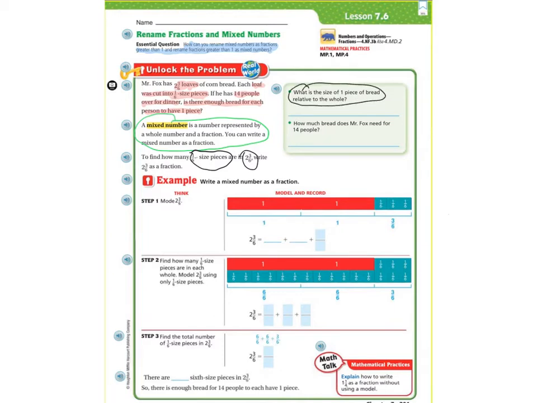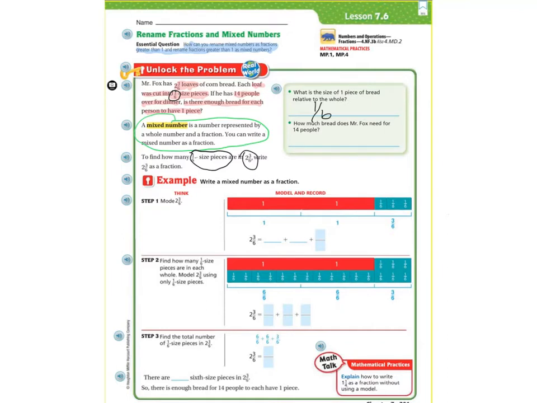Let's answer this. What is the size of 1 piece of bread relative to the whole? That is a really fun and confusing way to say, what's my fraction? What's the fraction I'm going to be using? If you're not sure, it's 1/6. Everybody gets 1/6 of a piece, right? That's their slice. So before we jump, how much bread does Mr. Fox need for 14 people? Well, we don't really know yet. We need a lot of it. So let's figure that out.